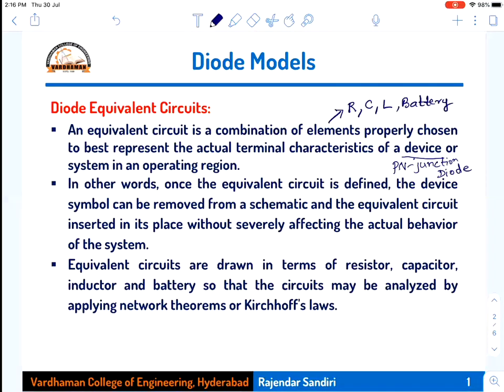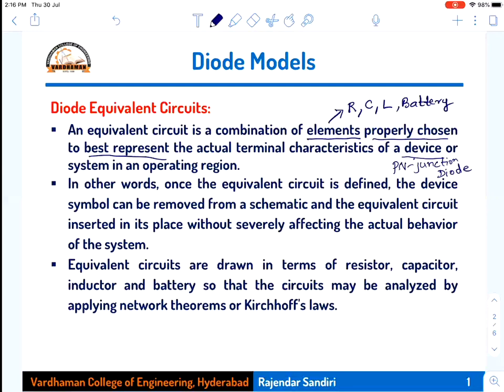These elements are properly chosen. All these elements need not be there. So we have to properly choose these elements to best represent the actual behavior or actual terminal characteristics of the device. Here device means the PN junction diode.